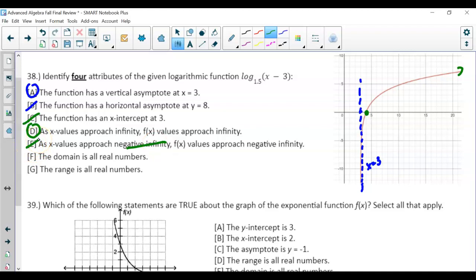So now the domain, oh, I just realized, sorry, that was only supposed to be 3 attributes. So here now we have to remember what is all reals. Well, if the graph is constantly going up and down, the range is all real. So that's why it's these 3 solutions.